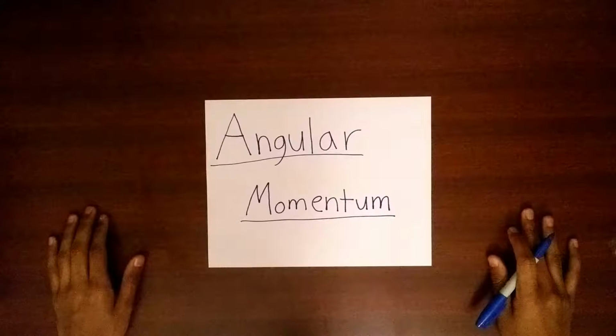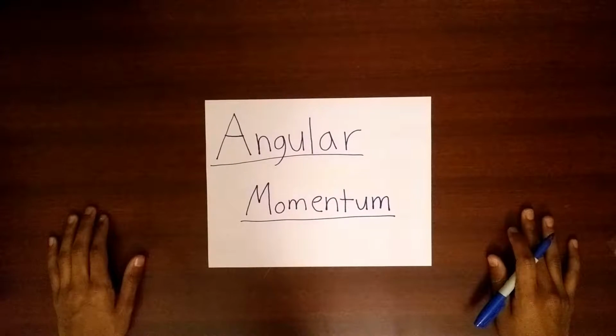The definition of angular momentum is that it is the quantity of rotation of a body, which is equal to the product of its moment of inertia and angular velocity.